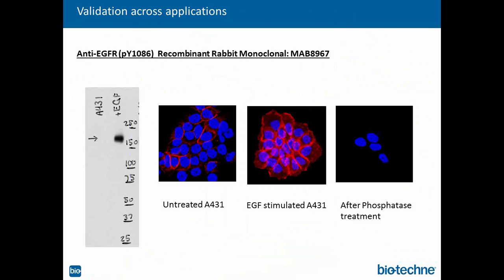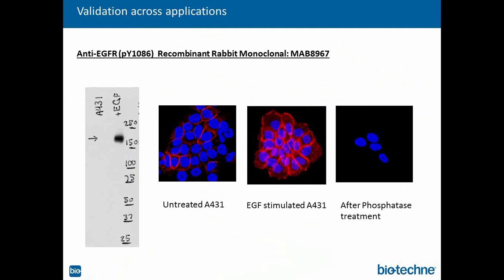Another example I have is a phosphoantibody. This one was made against EGFR phosphorylated at position 1086. What we observed on the Western was a very nice induction on A431s treated with EGF, as expected. However, when we went to the ICC, we had the untreated control and the EGF stimulated A431s, and we saw basal level detection in the A431s even without treatment.